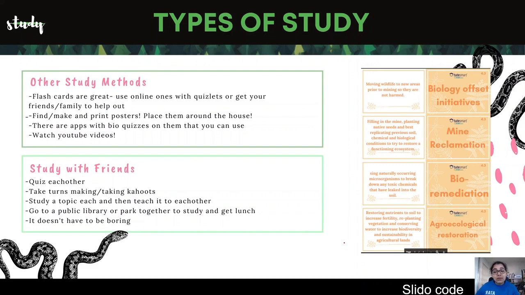Find and make and print posters. There are apps with bio quizzes that you can use, but they're not always reliable because sometimes the questions may not be things you need to know. Watch YouTube videos. That's really important, in the sense that with some of the processes, they can really help you understand. For example, with the whole eye process, definitely check out that YouTube video.